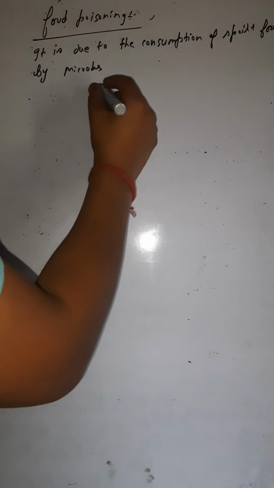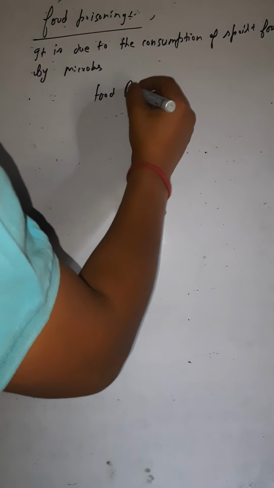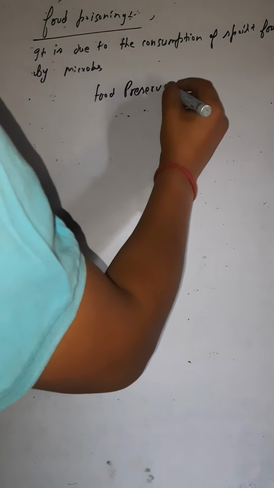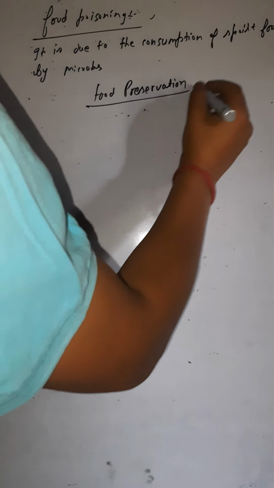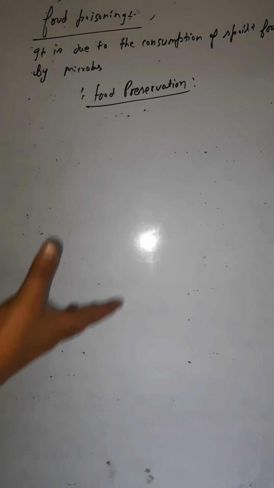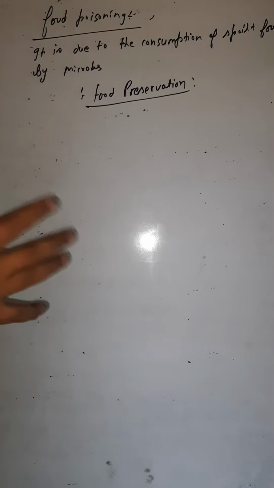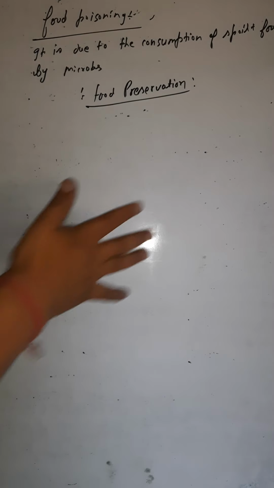Now the very important term, food preservation. So what is food preservation? There are many methods to preserve food from the attack of bacteria, to inhibit the growth of bacteria in the food. So there are some methods for that. The first one is the chemical method.